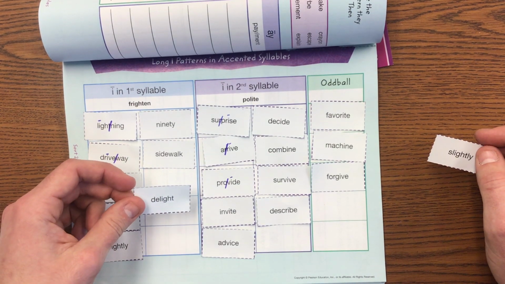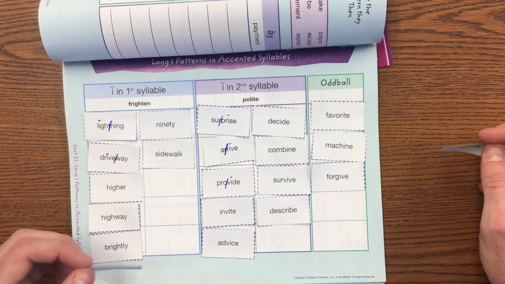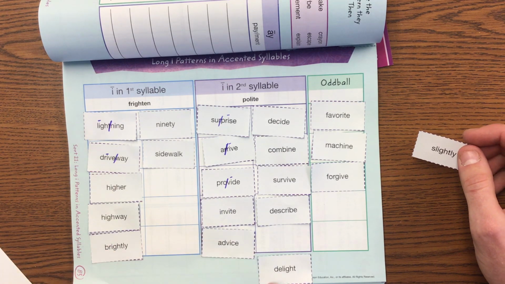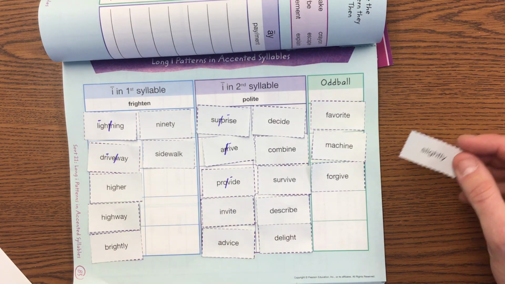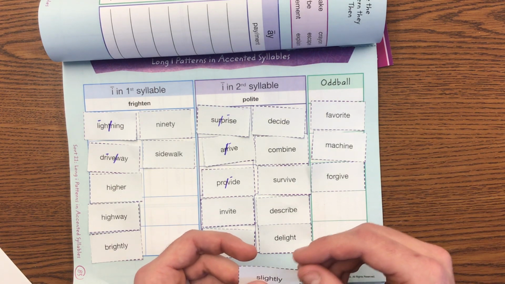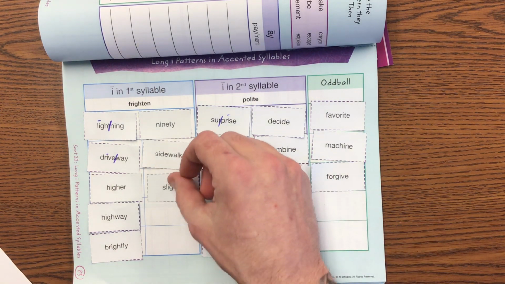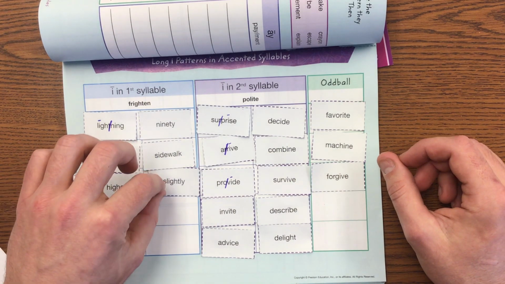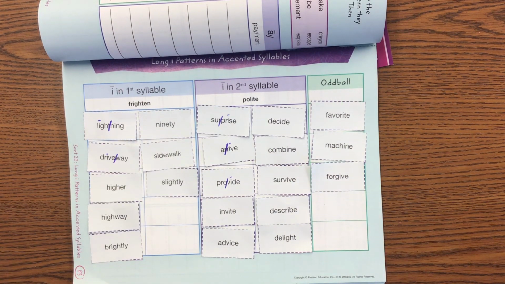Then we have delight. Delight, which is there. Then we have slightly, just like that. And those really should be your words.